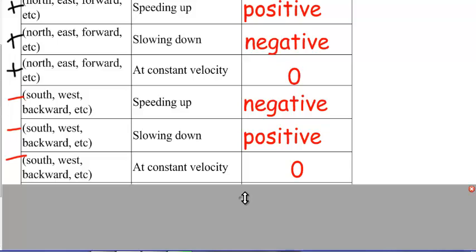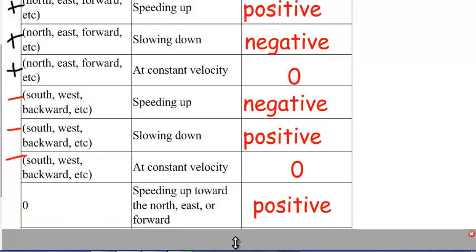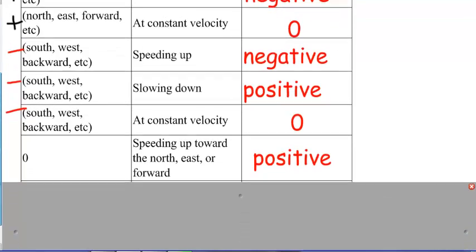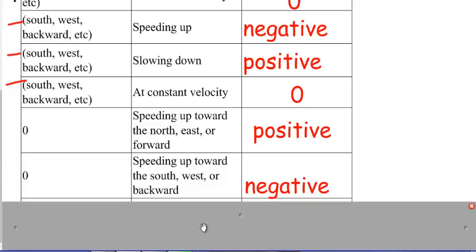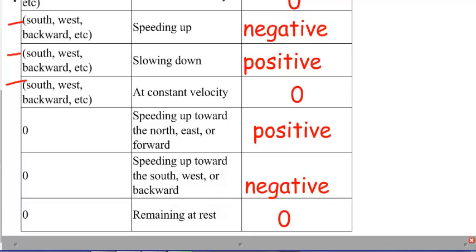Okay, what if you just started at no velocity? So velocity is 0, you're not moving, and you speed up toward the north, the east, or forward. Well, you're going in a positive direction, so your acceleration is positive. What if you are not moving and you start moving backwards or to the south or to the west? Now you're accelerating negatively because you're going in a negative direction. What if you just stay the same? So again, we have a constant velocity, this time velocity being nothing, 0 acceleration.